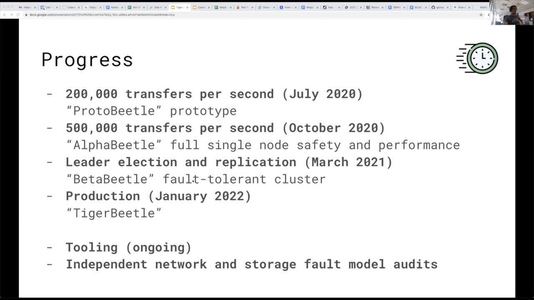The goal is to have a full production-ready TigerBeetle with all of this fully tested by the end of the year or early next year. There's a lot to do here, not so much in the development, but more in the testing and verification.